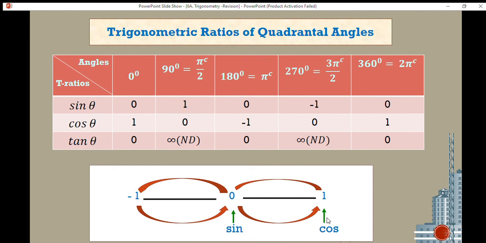So for cos, when you want to fill the values in the table, you have to start with 1. See, sine 0 is 0, sine 90 is 1, move further here 0 to 1. So sine 90 is 1. This way you have to remember that figure and then you can substitute the values there.